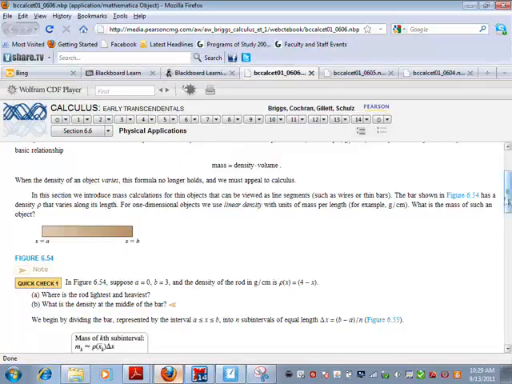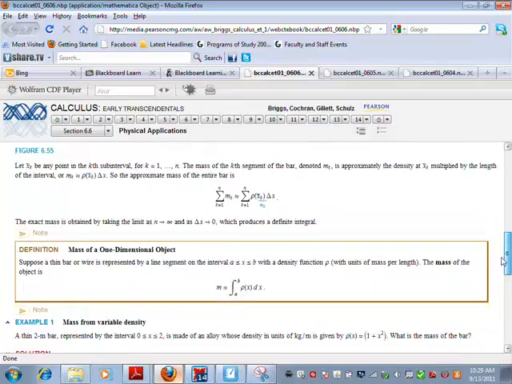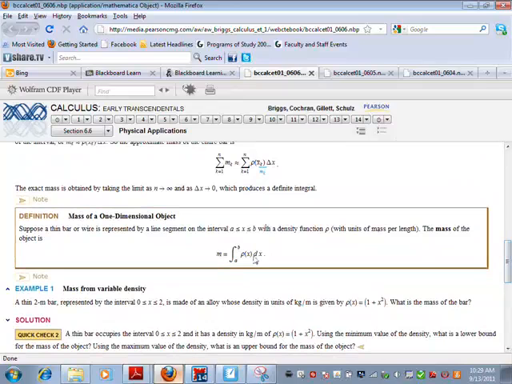So the thing to remark is that on each subinterval, the mass is equal to the density times the length of your subinterval. That's roughly the mass. And of course, we need to add up all of those things. So, not shockingly, if I give you a function that represents the density, then you get the mass by integrating. That is the lesson. So suppose a thin bar of wire is represented by a line segment on the interval A to B with a density function rho, and the units are mass per length, then the mass of the object is just the integral of rho over the interval.